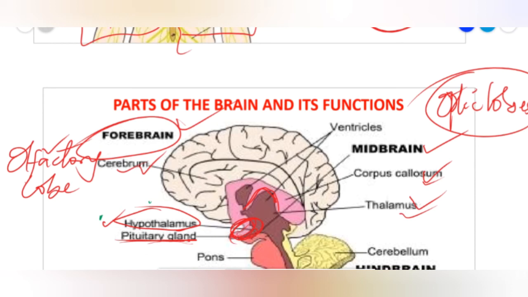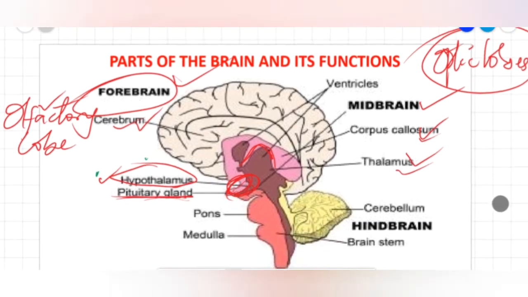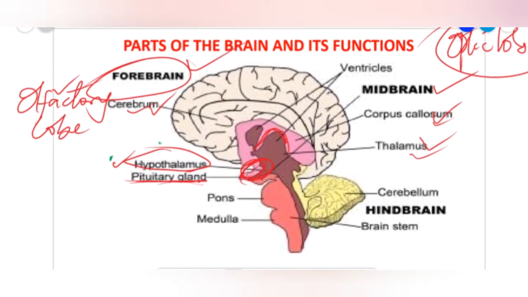At the hindbrain, we can see some specific parts of the brain, like the cerebellum. The cerebellum coordinates muscular activities, like maintaining body equilibrium. It controls involuntary actions, like yawning and blinking of the eyelids. So these involuntary actions that happen in the body are controlled by the cerebellum, while voluntary actions are controlled by the cerebrum. Note that.